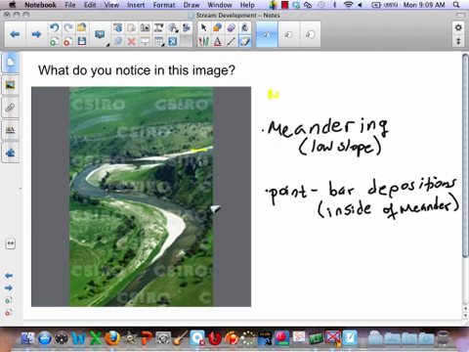Does that make sense? So since I'm slowing down on the inside, I lose my carrying capacity, and those sediments fall out of suspension. Now, the water on the outside speeds up. So what happens to that carrying capacity? It increases. So therefore, it increases the carrying capacity, which therefore increases erosion on the outside. Does that make sense?